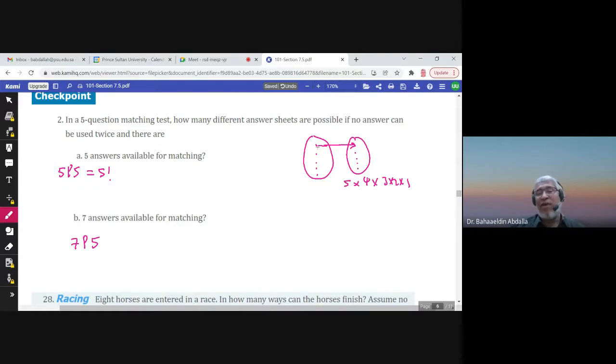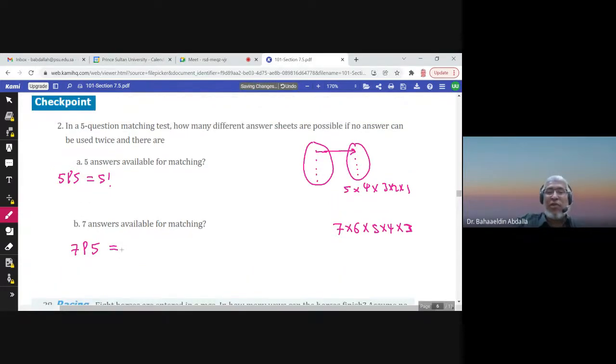Or here you can solve it by the fundamental counting principle. For the first question, you have 7 possibilities. For the second, you have 6, until the 5th question. So this would be the answer, and it's exactly equal to 7p5.